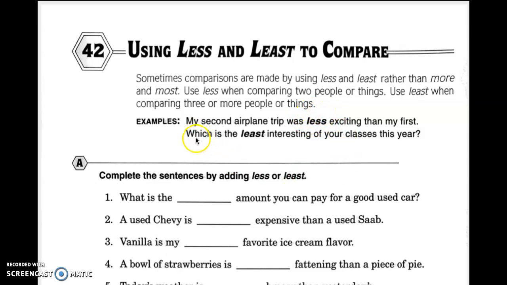Next one. Which is the least interesting of your classes this year? Here, it is really kind of unclear the number of classes that you're taking, but it can be assumed that you're taking more than two classes. So which one is the least interesting? Remember, it's three or more to use least. So which is the least interesting of your classes this year?